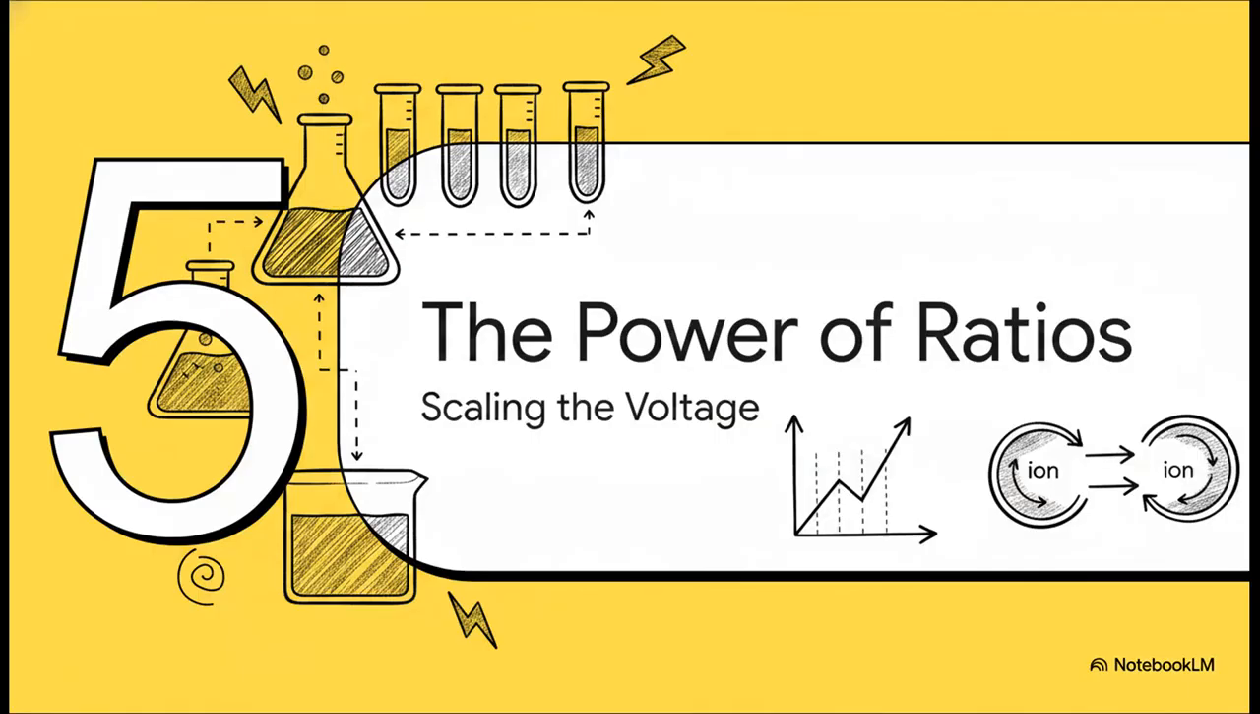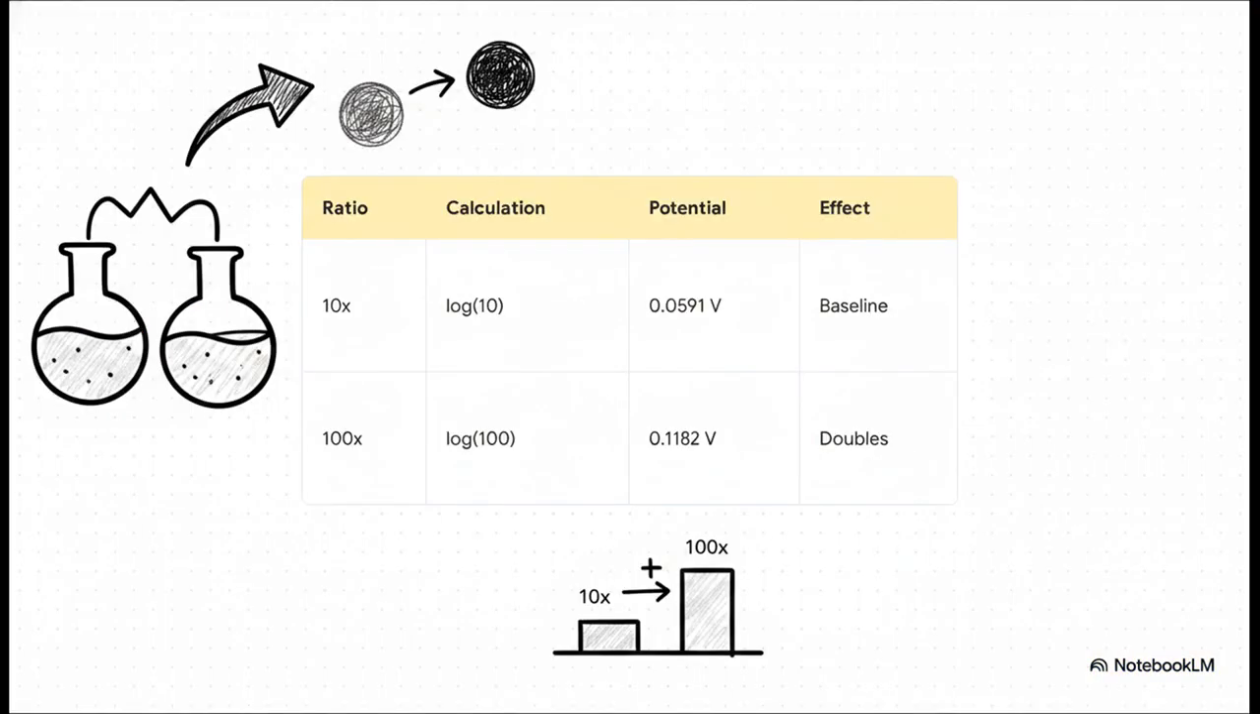Section 5, the power of ratios. Let's actually plug some numbers in and see this math do its thing. To make it super easy, we'll assume n is 1 for a second. If your M2 to M1 ratio is 10 to 1, like say 0.01 over 0.001, the log of 10 spits out a baseline cell potential of about 0.0591 volts.